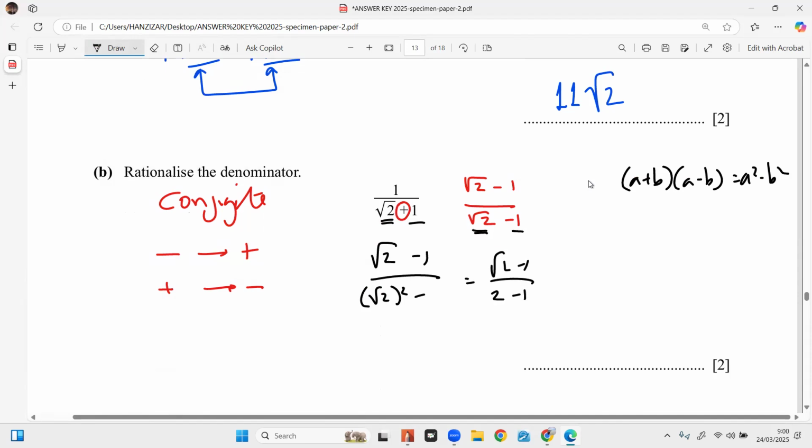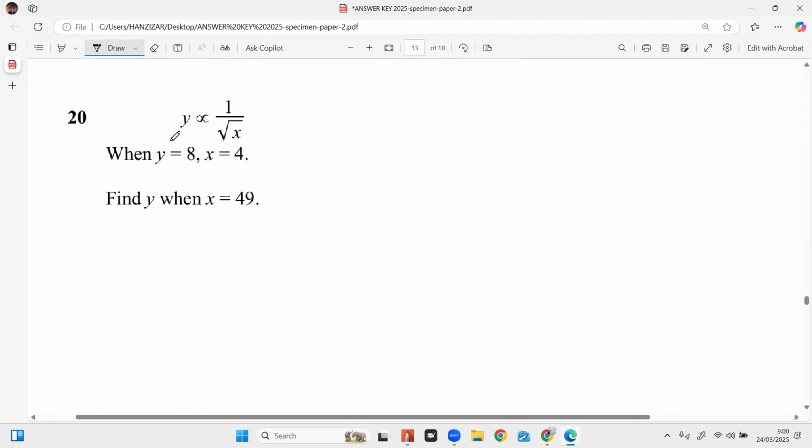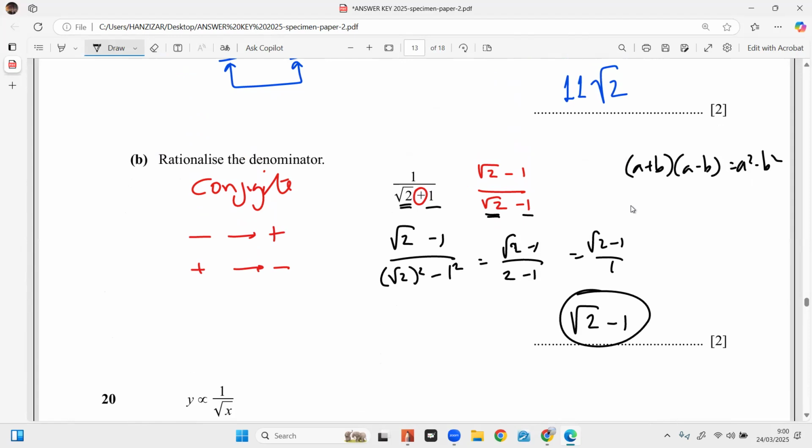Square root 2 minus 1 over 2 subtract 1, right? This is not 12, yeah? 1 squared. So square root 2 minus 1 over 1, let it be. Multiplying it with its conjugate. Yes. Okay, now this sign, this is not a typo, guys. Go back for a while here. So this is the conjugate.